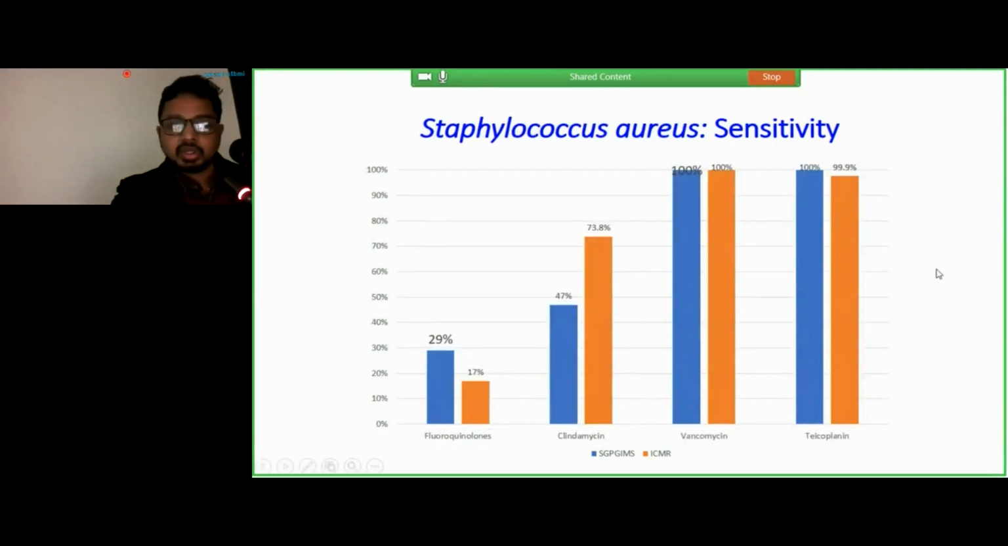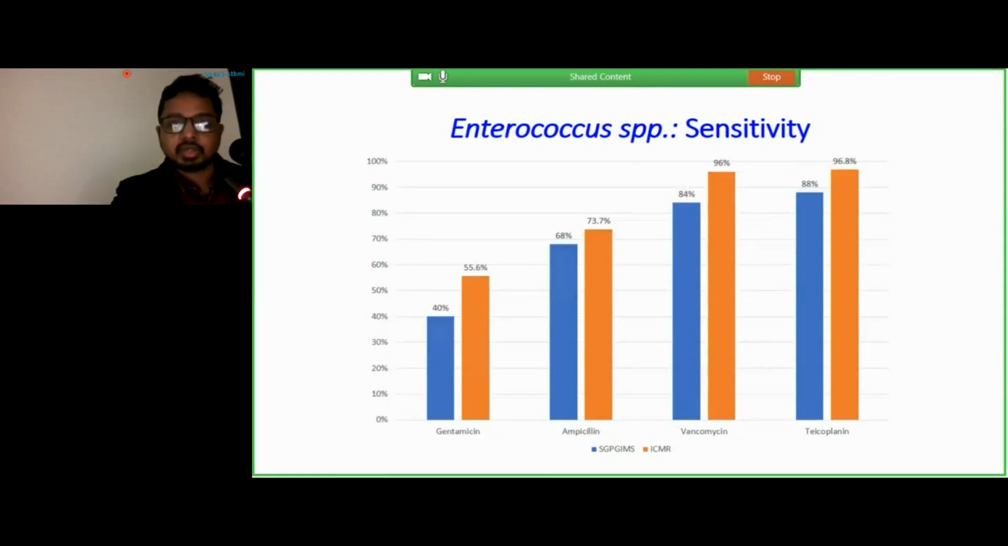Among the Staphylococcus aureus, fluoroquinolones 29% of isolates are sensitive in our data as compared to ICMR data around 17%. Amikacin around 47%, similar. Almost all are sensitive to the other antibiotics, around 100% sensitivity was seen to both of them. Among enterococci, ampicillin plus gentamicin is usually given, with around 40% sensitive to ampicillin. Among the glycopeptides, around 84% were sensitive to vancomycin.